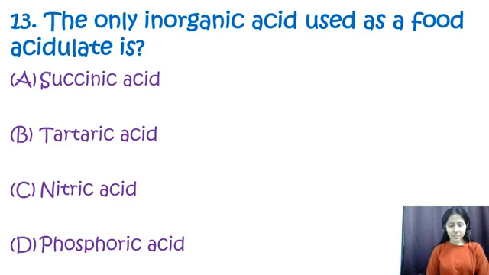Next, question number 13. The only inorganic acid used as a food acidulant is option A succinic acid, option B tartaric acid, option C nitric acid, and option D phosphoric acid. So the correct option is option number D, that is phosphoric acid. Food grade phosphoric acid is a colorless liquid which gives a very strong acid taste at low concentration. So here the correct option is option number D, that is phosphoric acid.